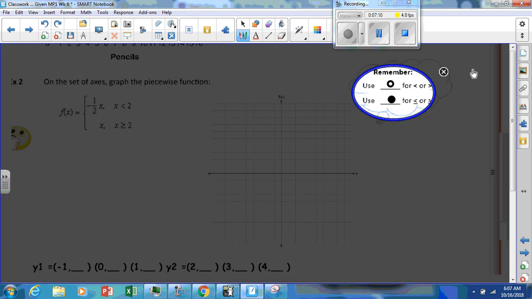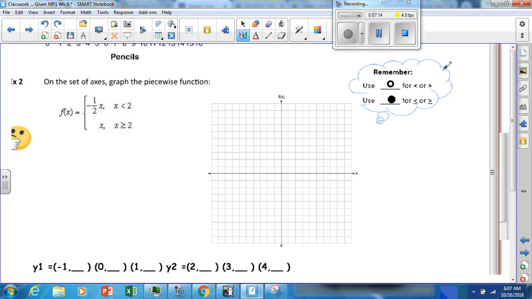Now, what does this mean? Well, it just simply means that when we are graphing inequalities and we see this less than or greater than sign, we're going to denote it with an open circle. But if we see a greater than or equal to or less than or equal to, we're going to denote it with a closed circle.